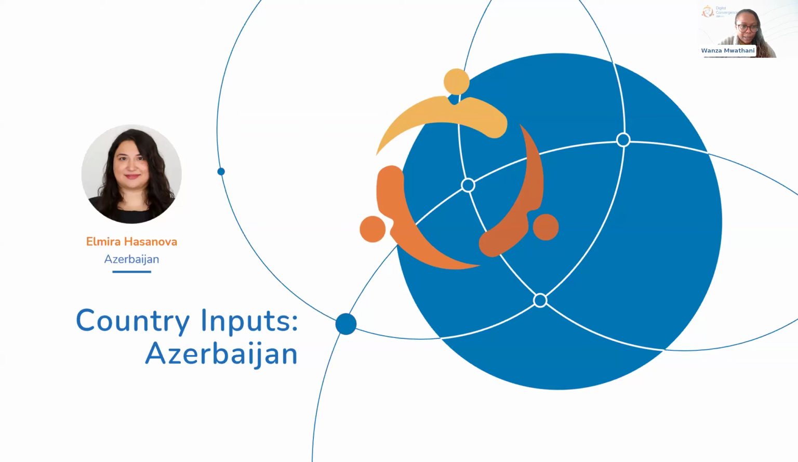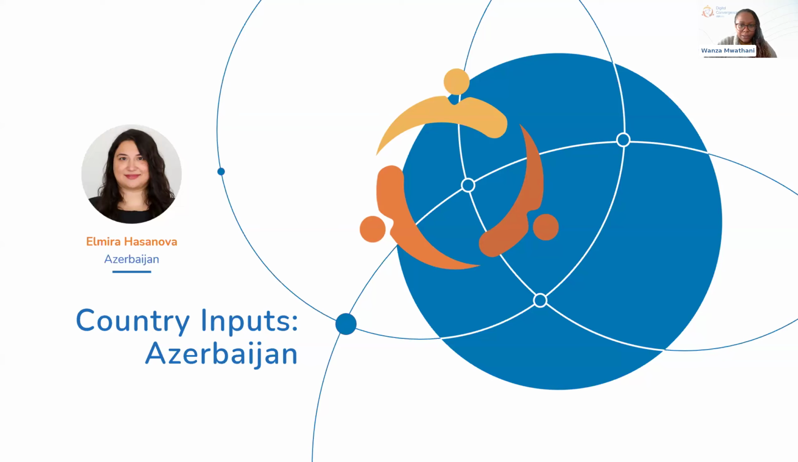So this session will be getting inputs from two countries. The first country will be Azerbaijan. Elmira will talk about the experience in Azerbaijan linking social protection systems and employment systems.